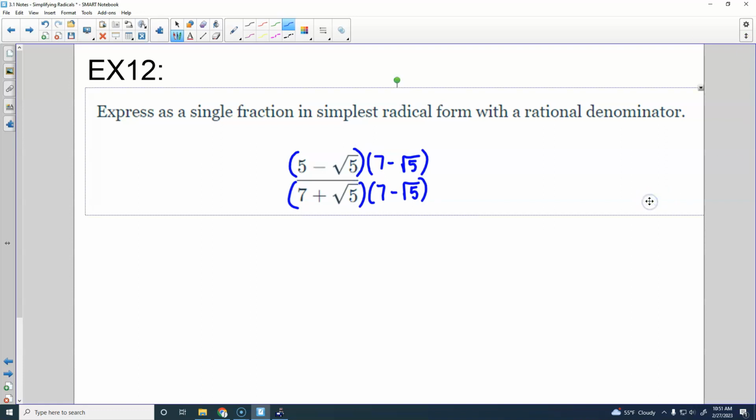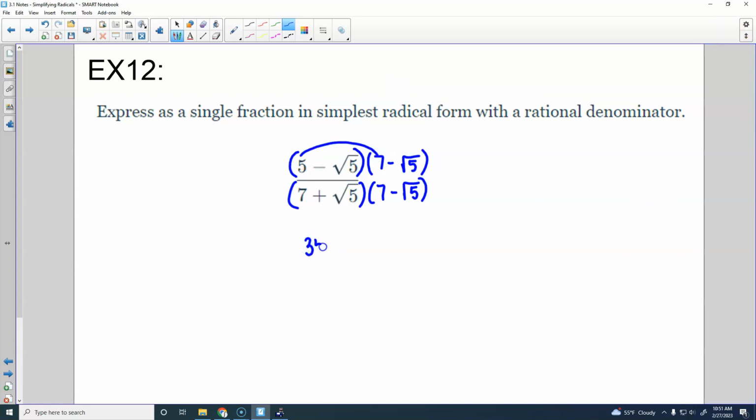So in the numerator, we're going to distribute here. We'll get 35 minus 5 square root of 5. Then we got to distribute here. We'll get minus 7 square root of 5. And then negative square root of 5 times negative square root of 5 is just going to give us a positive 5. And then for our denominator, we're going to have 49.